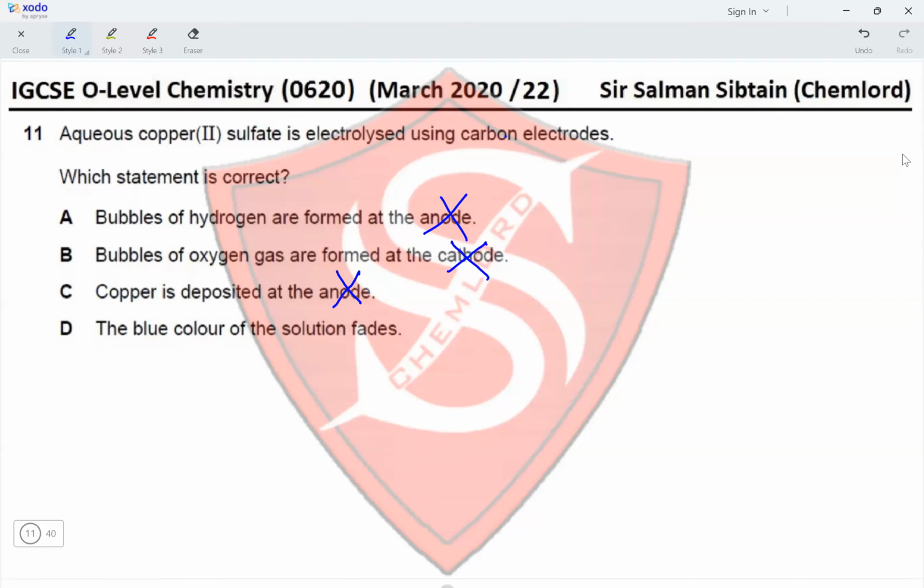And lastly, the blue color of the solution fades. Yes, this is true because the only source of copper metal is the copper ions in the electrolyte, copper(II) sulfate. So when copper ions accept electrons and deposit as copper, the color of the copper sulfate solution will fade, and this is represented by the blue color of the solution fading. So option D is the correct option for this question.